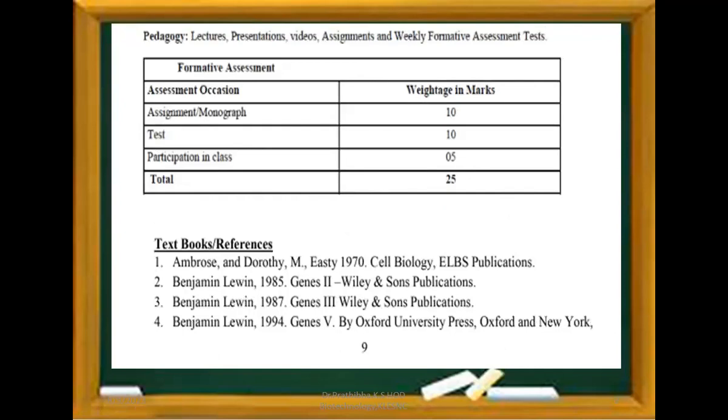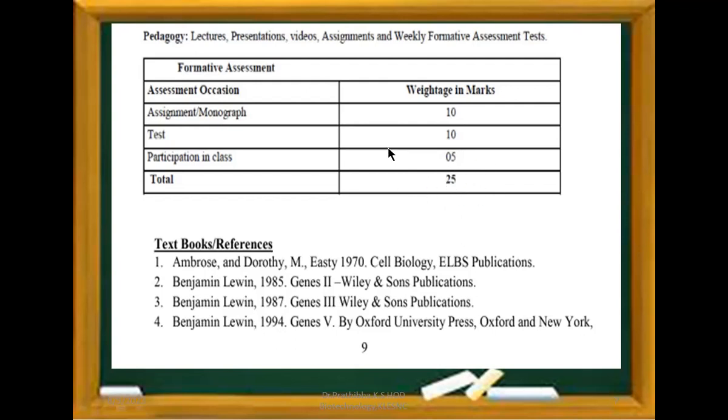Then how we are dividing this particular practical 25 marks assessment. Okay, formative assessment occasion like assignment or monograph, it carries 10 marks. Then test carries 10 marks, and participation in the practical class carries 5 marks. So total 25 marks. You're writing the examination of practical for 25 marks. Okay, then 25 marks from our side are as internal assessment.